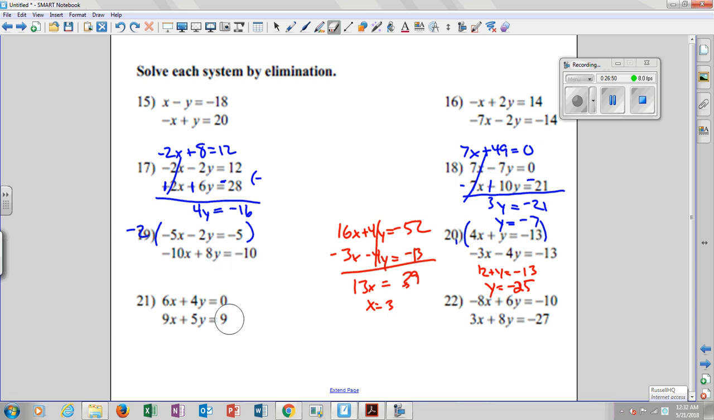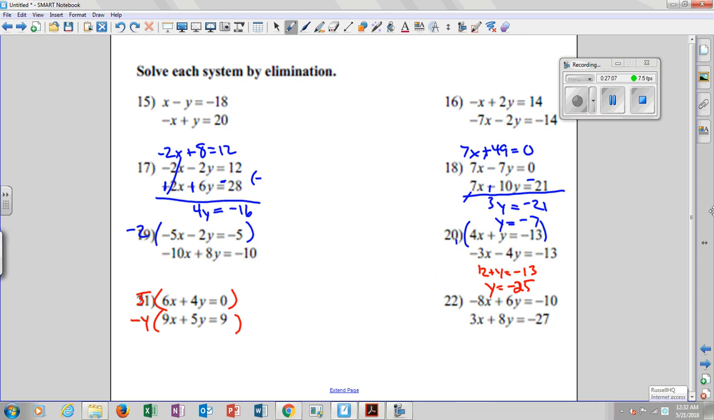Next one. Nothing lines up, so we're going to multiply the top by 5 and the bottom by negative 4. That gives me 30x plus 20y equals 0 on the top. On the bottom, that gives me negative 36x minus 20y equals negative 36.